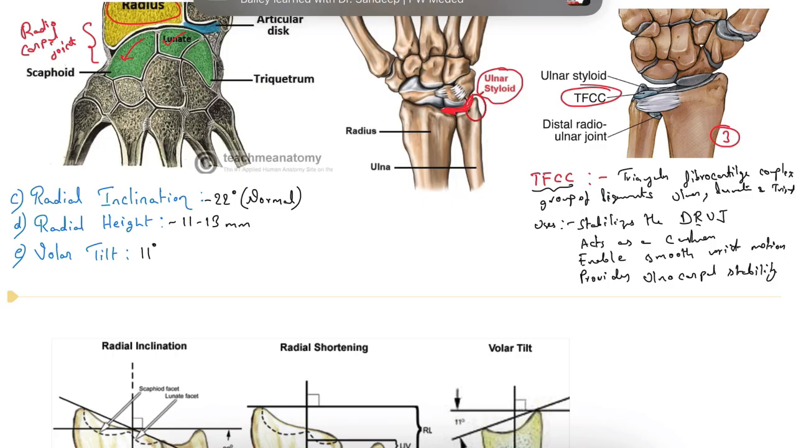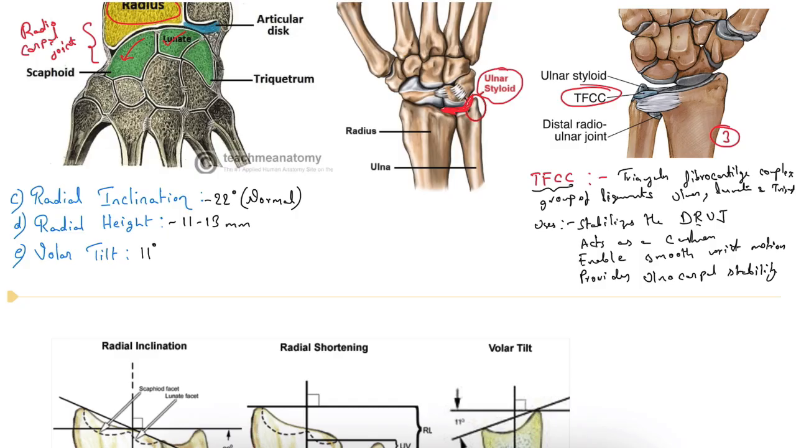Okay, so this is the main thing we have to understand. This TFCC, we call the triangular fibrocartilage complex. It's a group of ligaments and cartilage located between the ulna, lunate, and triquetrum bones of the wrist. Okay, so what are the functions?